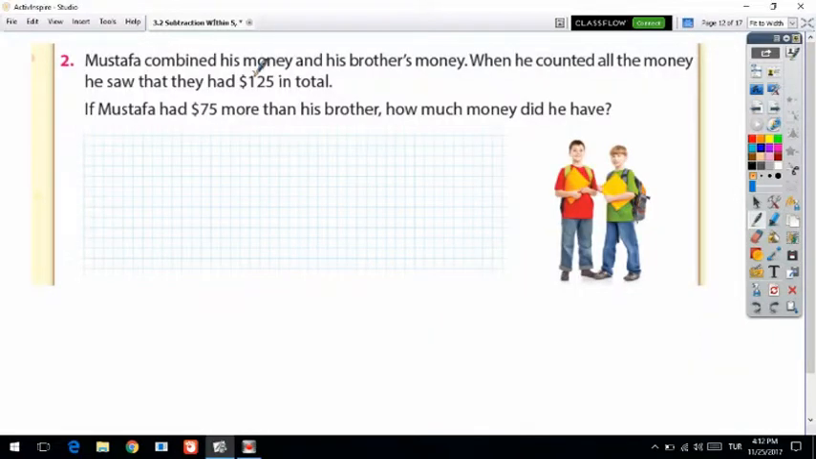Mustafa combined his money and his brother's money. Combine means to collect them. When he counted all the money, he saw that they had $125 total. So what did I understand? We have Mustafa and his brother. I am writing here Mustafa and his brother. Combine shows addition. He counted all the money and saw that they had $125.